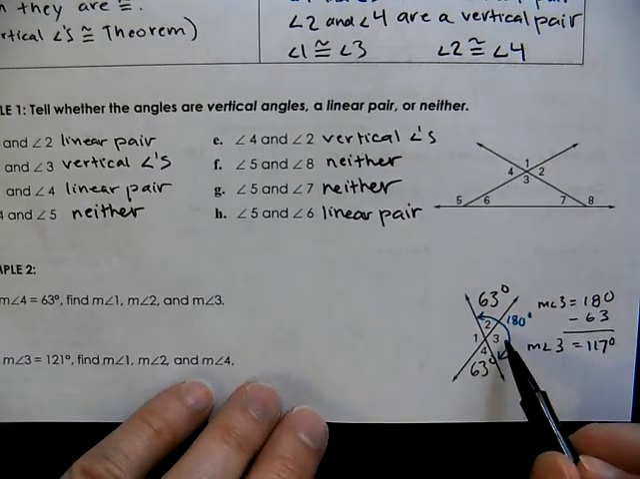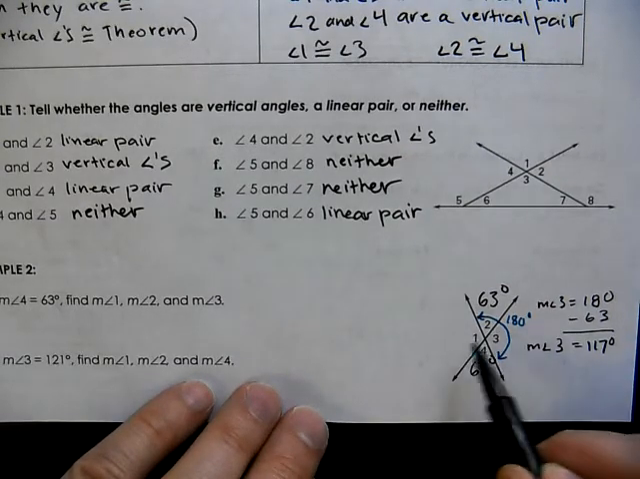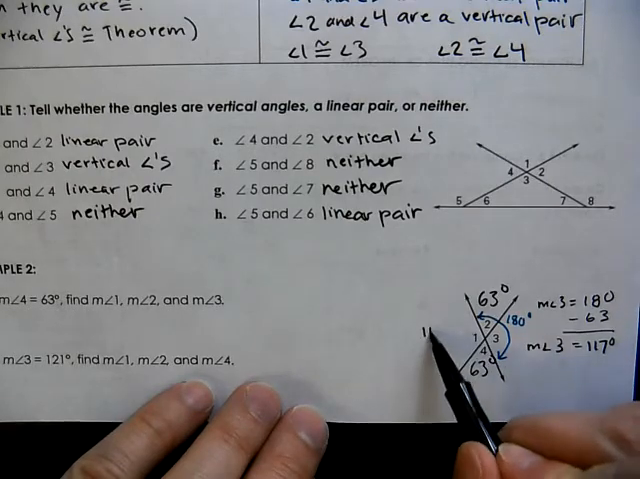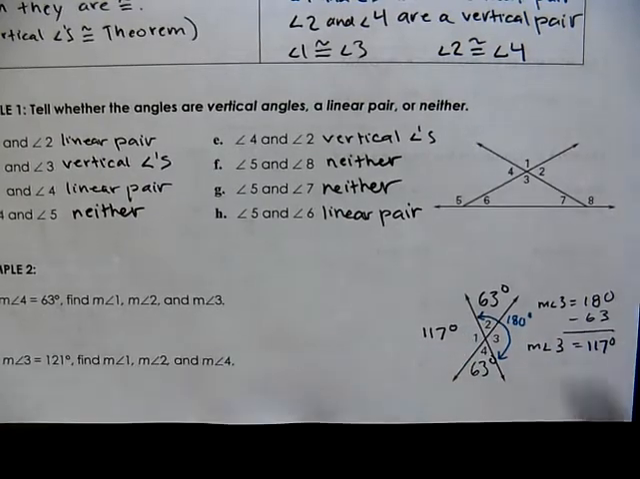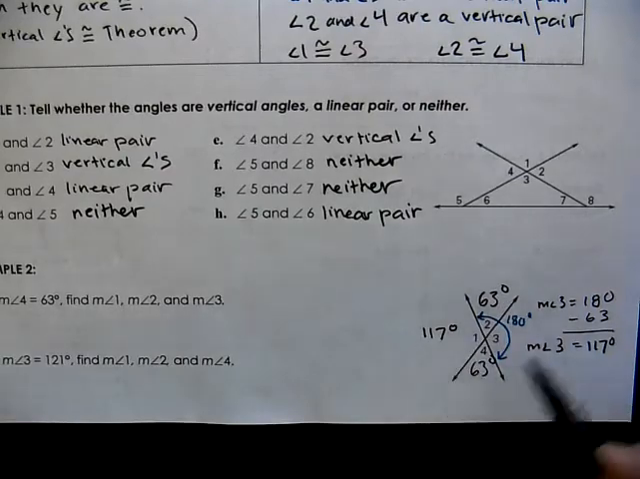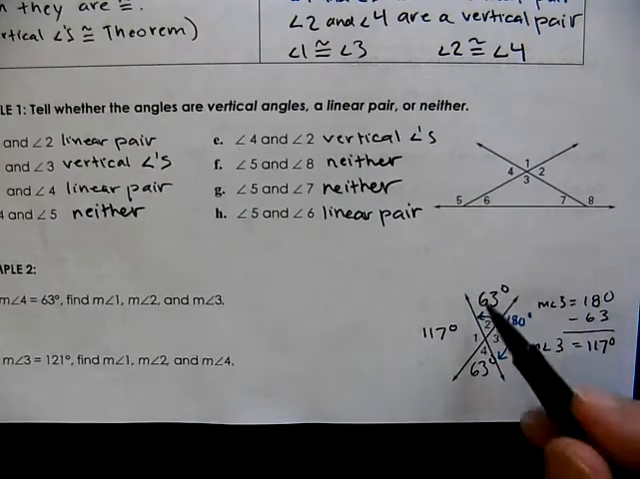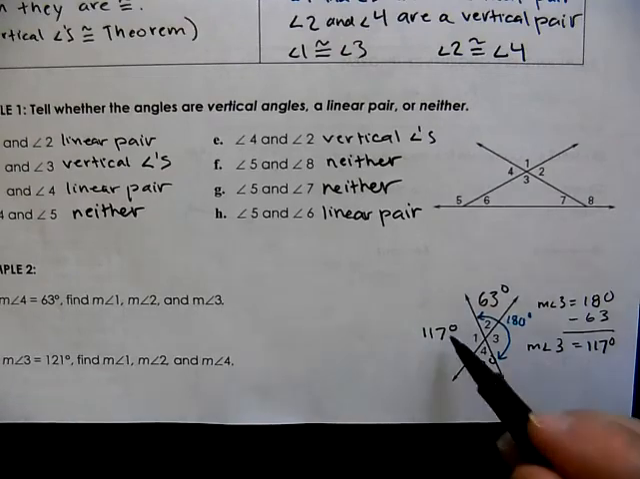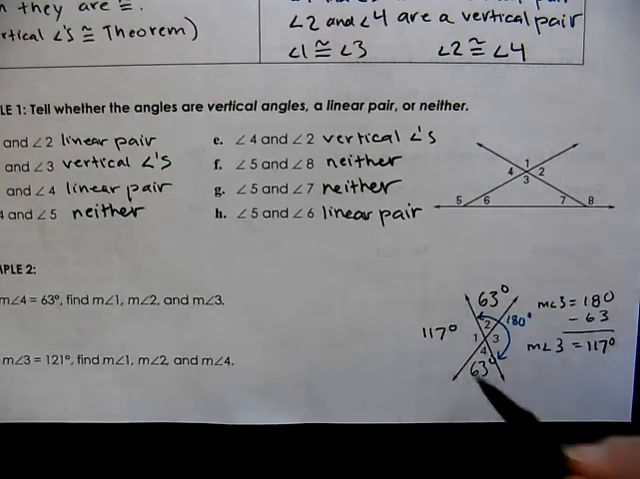So if angle 3 is 117 degrees, then its vertical angle over here is also 117 degrees. And so that's how we can solve these, by noticing the pairs of vertical angles being the same and linear pairs adding up to 180.